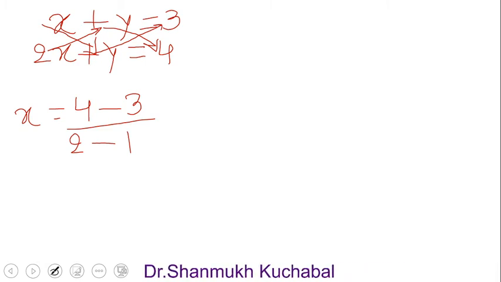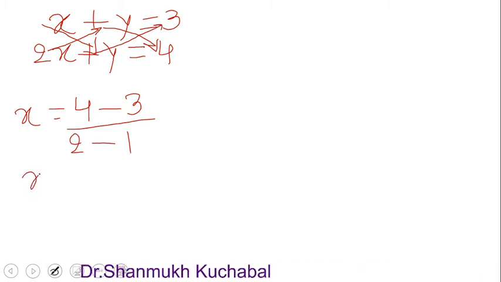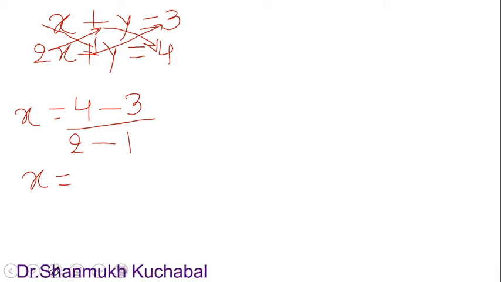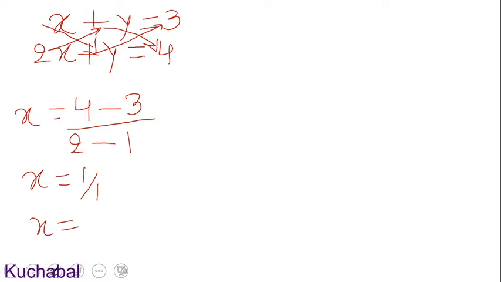So we will simplify this one. x equal to 4 minus 3, 1, divided by 2 minus 1, 1. So x equal to, we get the solution as 1. So very simple it is.